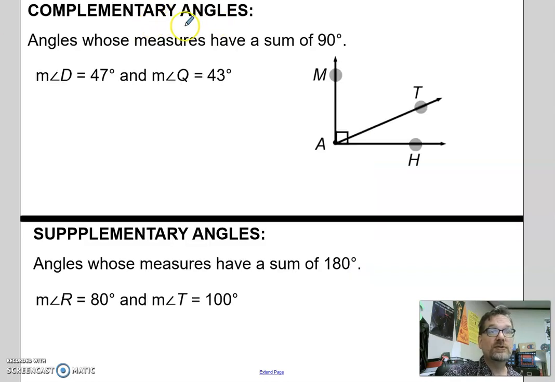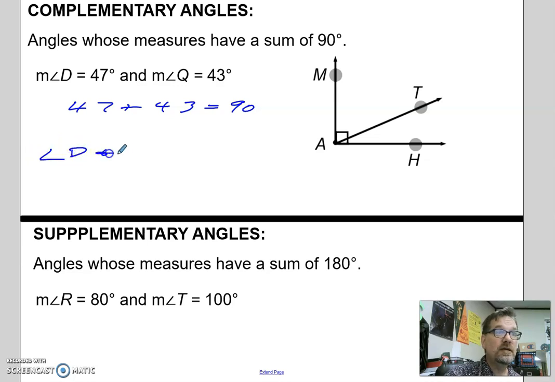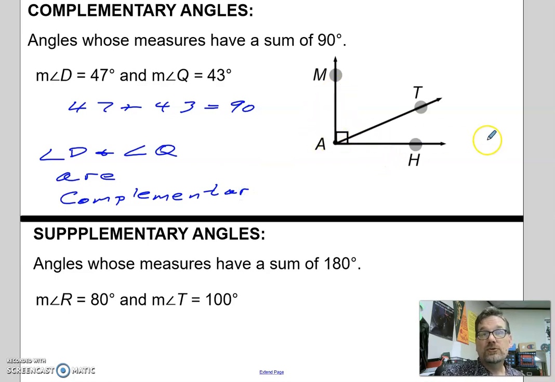So our first type of angles are complementary angles. Complementary angles are just two angles whose measures have a sum of 90. So if I take the two angle measures, 47 and 43, and I add them together, and we get 90, those angles are complementary. So I know angle D and angle Q are complementary. Why are they complementary? Because their measures add up to 90 degrees. That's what complementary means.